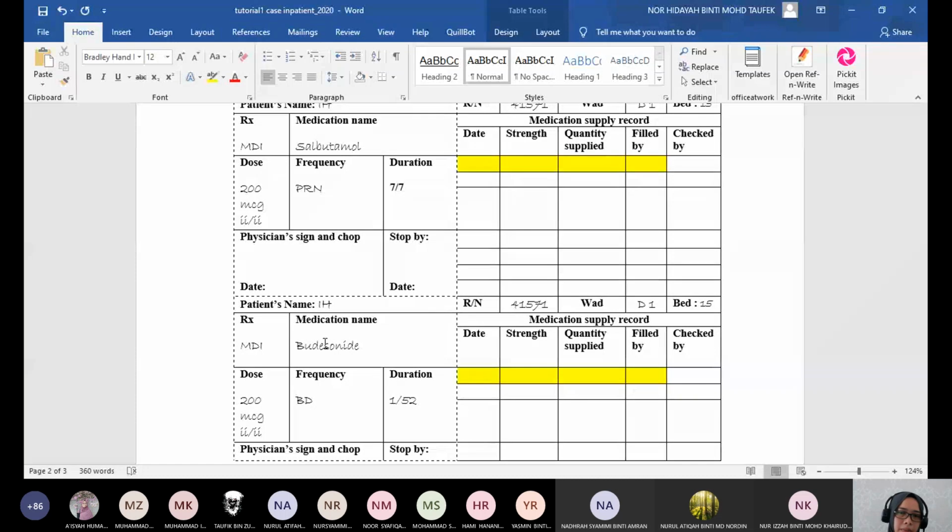Tak berani bagi. One inhaler cukup, Doktor? One. Okay, one. Why? Dalam satu inhaler usually ada berapa dos? Biasa 200 or 300 or 400.